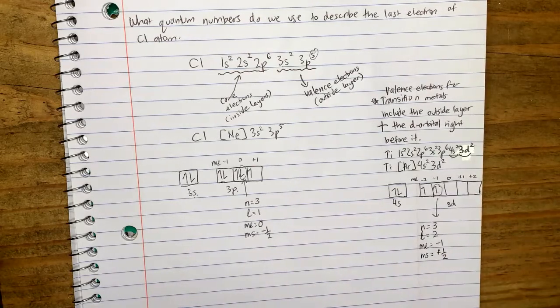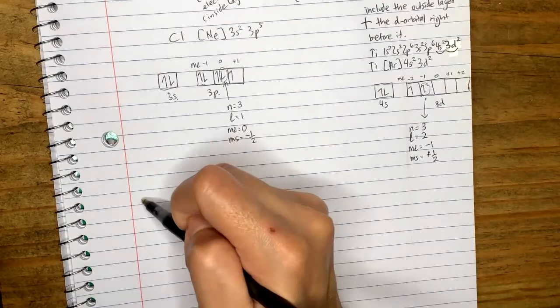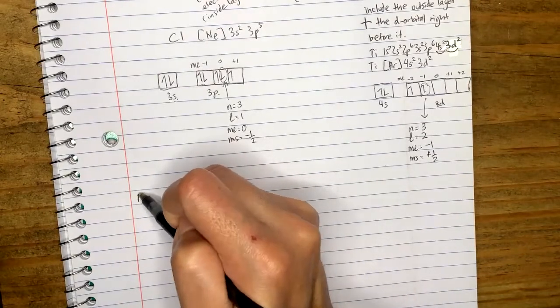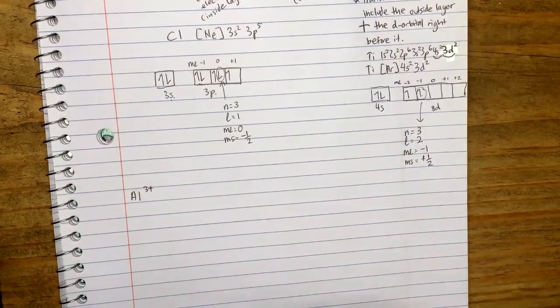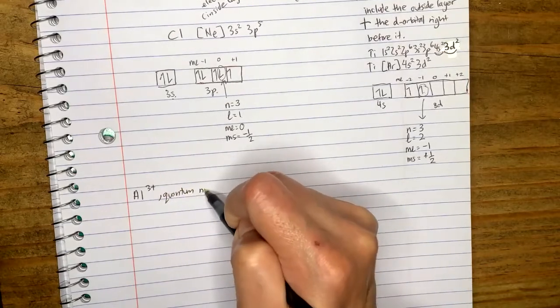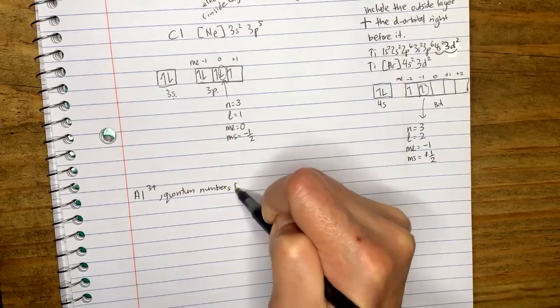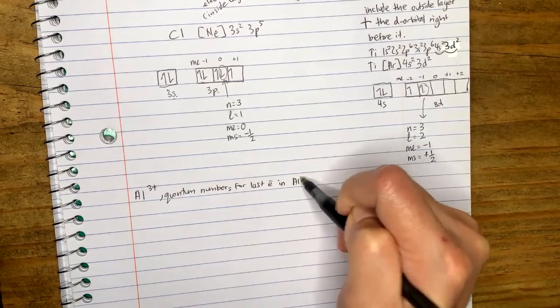So that's how we would describe the electrons using quantum numbers. I think this is cool. All right, so we are okay with doing atoms. Let's try doing ions, okay? So let's try a cation. We want to describe the quantum numbers for the last electron in Al3+.